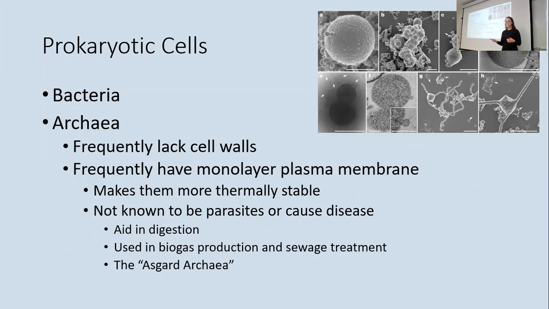They generally lack cell walls. So, generally speaking, they don't have that peptidoglycan layer. And they frequently have a monolayer plasma membrane, which kind of breaks all our rules, right? Because everything's got this lipid bilayer. There are some archaea that only have a monolayer plasma membrane, which somehow, and this is just my lack of knowledge of physics and chemistry, makes them more thermally stable.